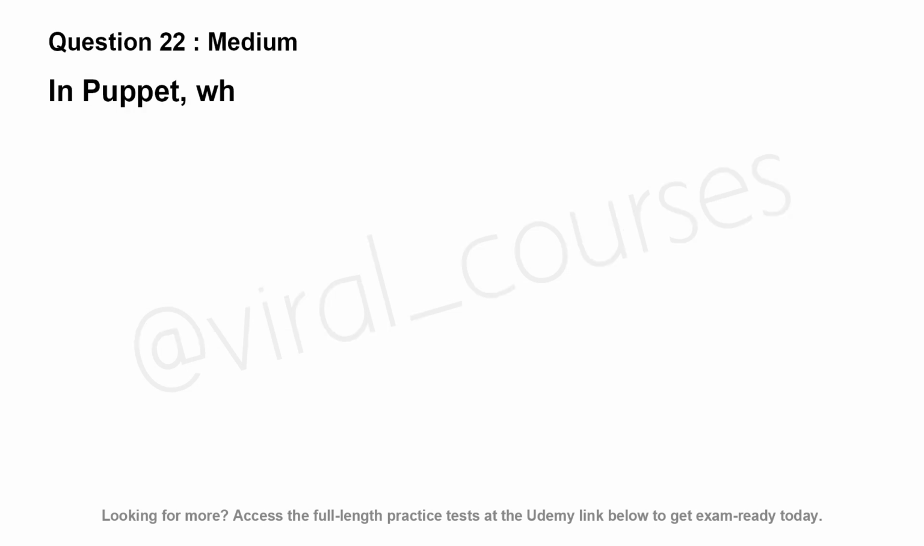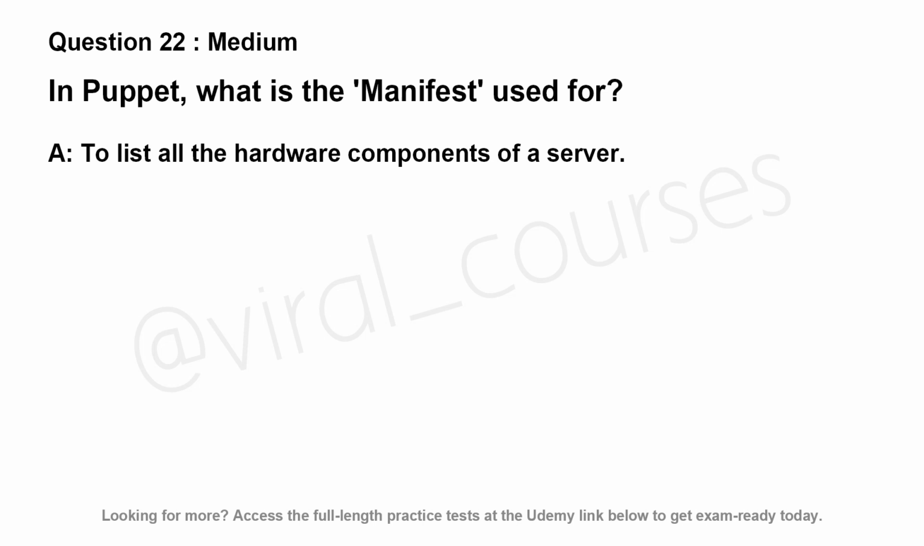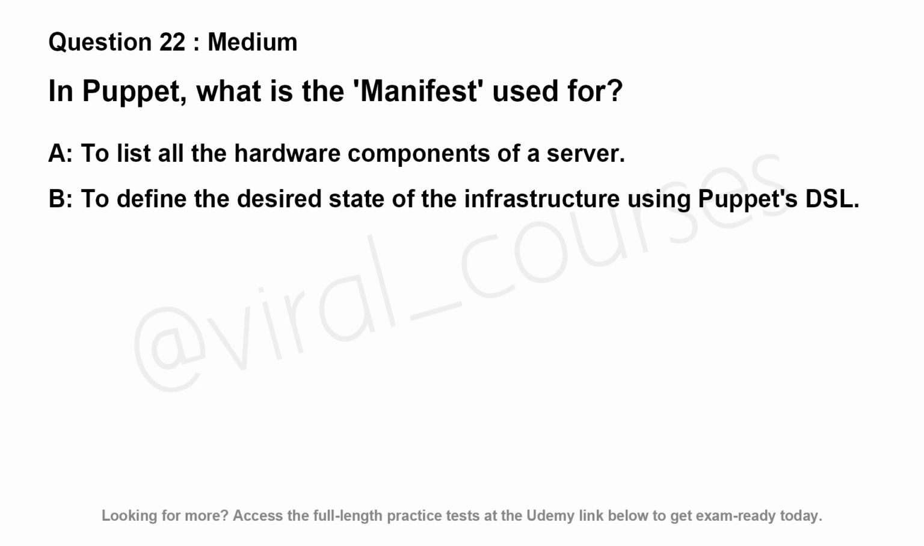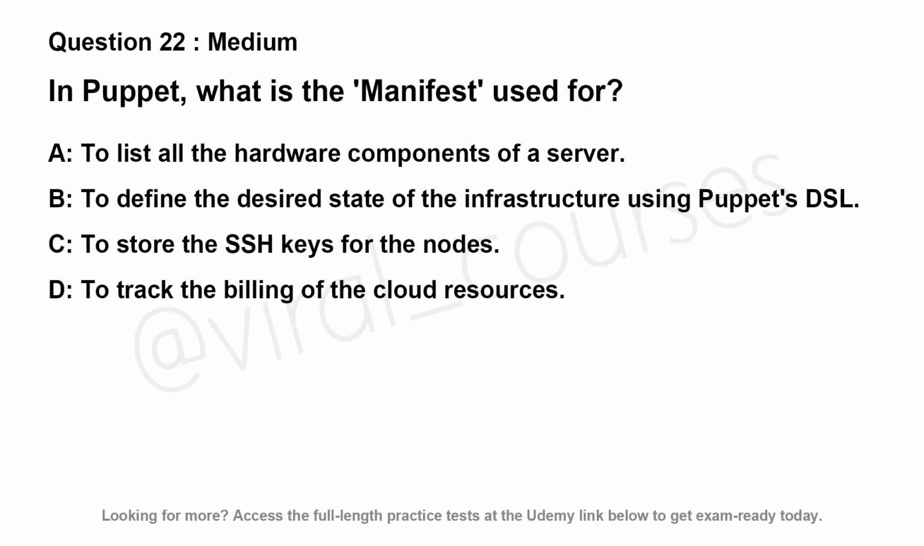In Puppet, what is the manifest used for? Option A. To list all the hardware components of a server. Option B. To define the desired state of the infrastructure using Puppet's DSL. Option C. To store the SSH keys for the nodes. Option D. To track the billing of the cloud resources.